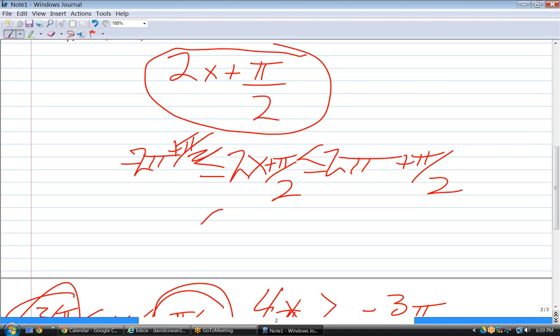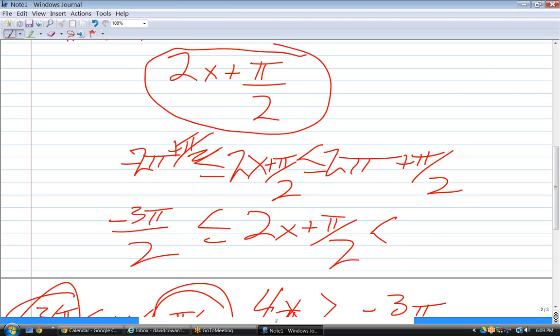And we end up getting their answer. In other words, all I'm doing is starting with x, and I'm creating 2x plus pi over 2. And what I get over here is minus 3 pi over 2. And what I get over here is 5 pi over 2.